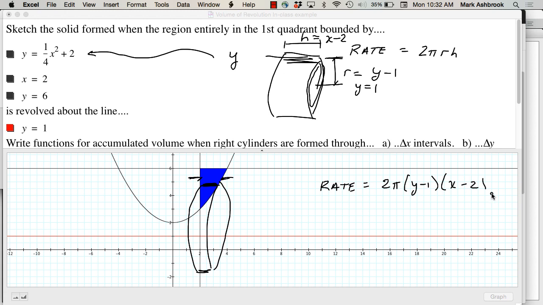What's our independent variable, x or y? Y is the independent variable. So this is perfectly fine. It's just y minus 1. It can stay because it's in terms of y. But this has to be converted to y. So the rate is 2 pi y minus 1 times, what is x? Y minus 2 times 1/4 square root, right? First subtract 2, then multiply by 4, then take the square root. So it's going to be the square root of 4 times y minus 2, minus 2.